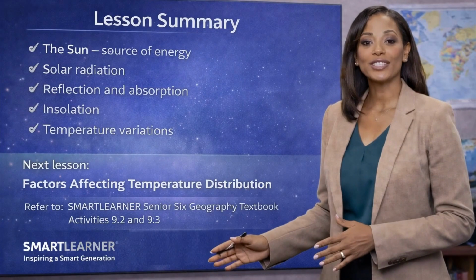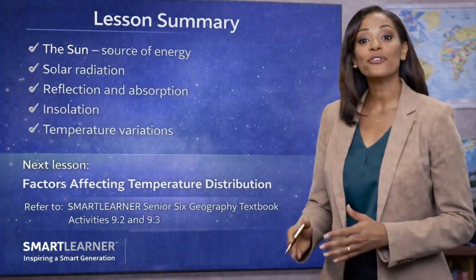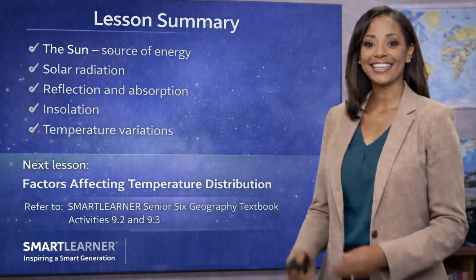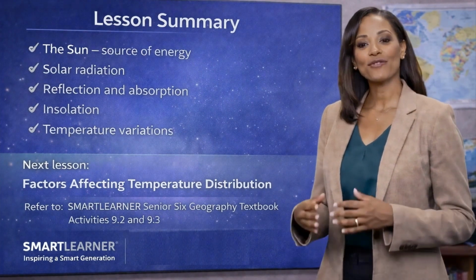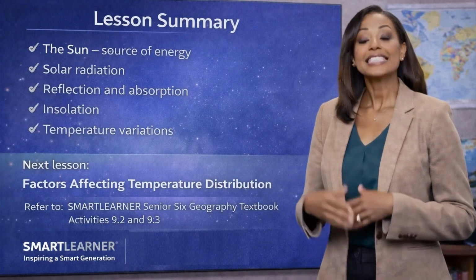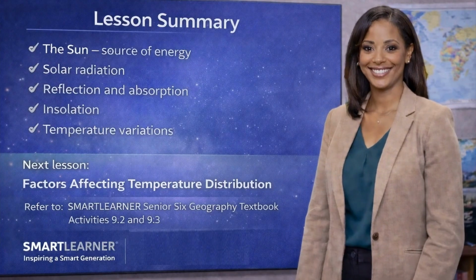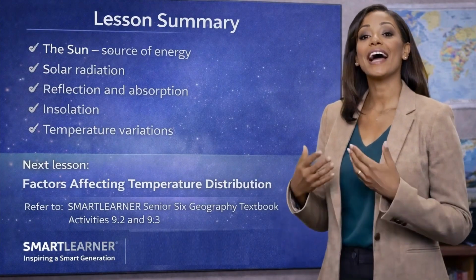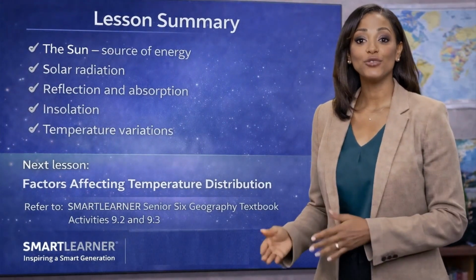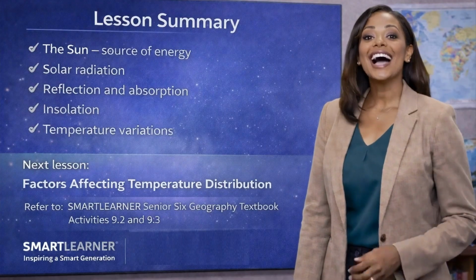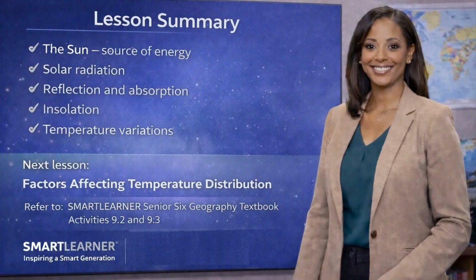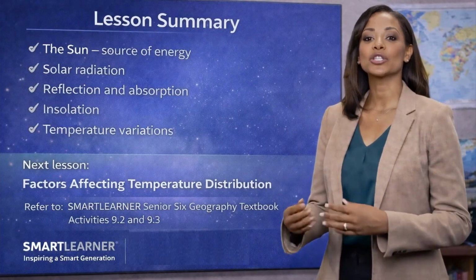Before we conclude this lesson, let us briefly review what we have learned. The sun is the main source of energy for the Earth. Energy from the sun reaches the Earth in the form of solar radiation. Some of this energy is reflected, while some is absorbed by the atmosphere and the Earth's surface. The amount of solar energy reaching the Earth's surface is known as insolation. Because insolation varies from place to place, temperatures also vary across the world.